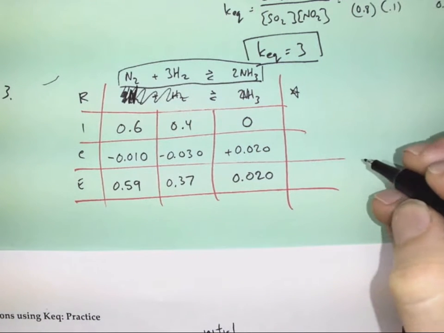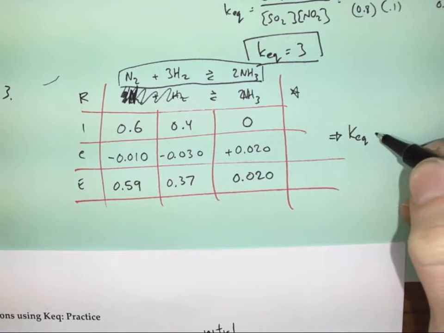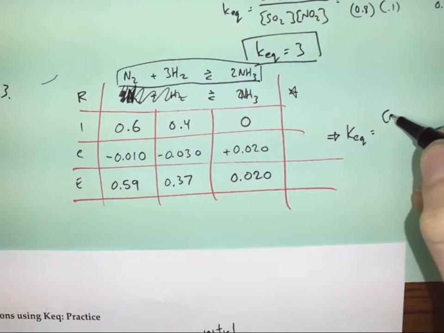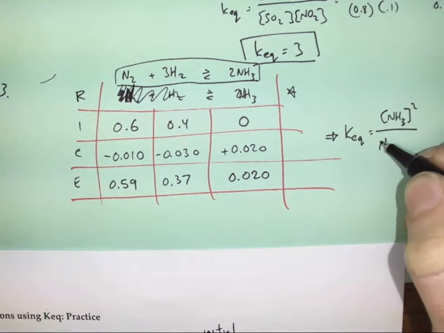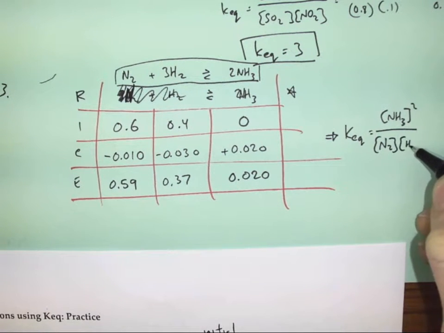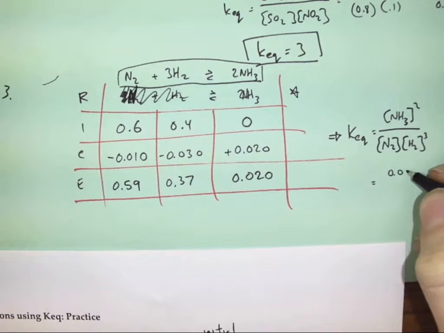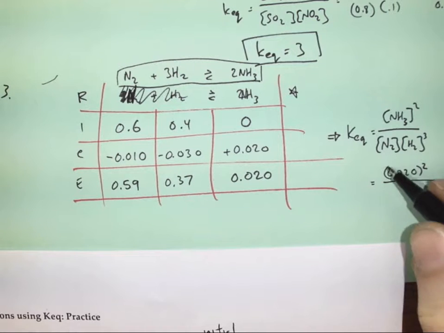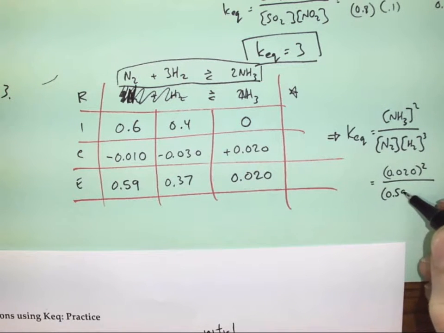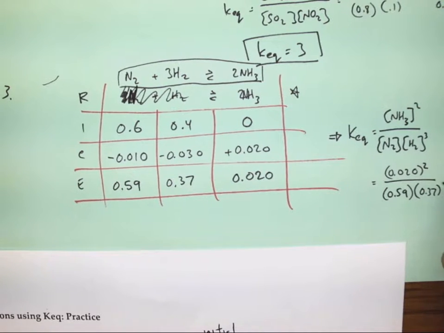Okay, and then we can move on to our K reaction equation. So that's going to say we're going to give our concentration of products, ammonia squared, over nitrogen times the hydrogen term cubed, concentration cubed. And that's at equilibrium, of course. So then we're going to take our equilibrium concentrations and plug them in. That's squared. Nitrogen is at 0.59 and hydrogen 0.37 cubed.